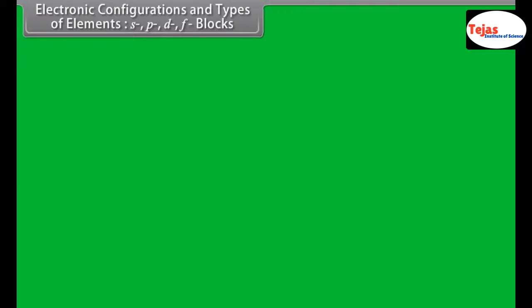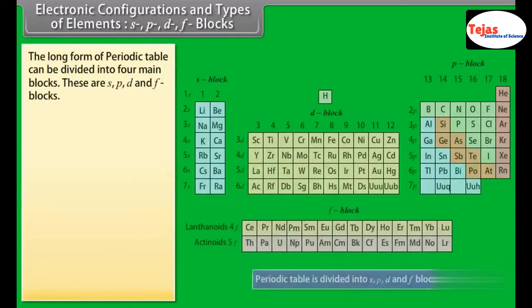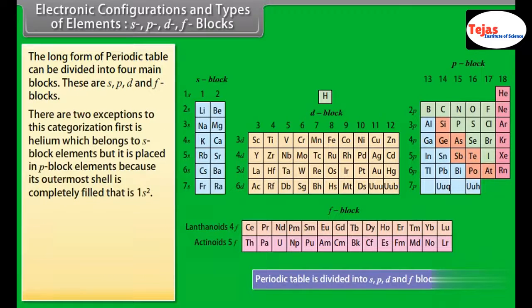Electronic configurations and types of elements: s, p, d, f blocks. The long form of the periodic table can be divided into 4 main blocks. These are s, p, d and f blocks. There are 2 exceptions to this categorization. First is helium, which belongs to the s block elements, but it is placed in the p block elements because its outermost shell is completely filled, that is 1s2.